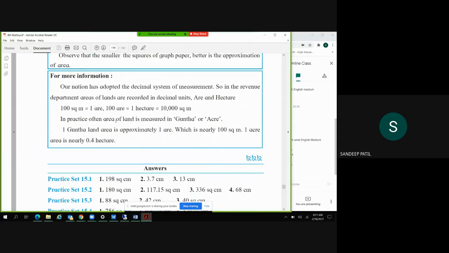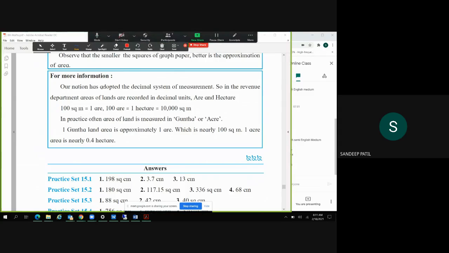So this is again for information. Our nation has adopted the decimal system of measurement. So in the revenue department, area of the lands are recorded in the decimal units, are and hectare, right? So this way they calculate the area.